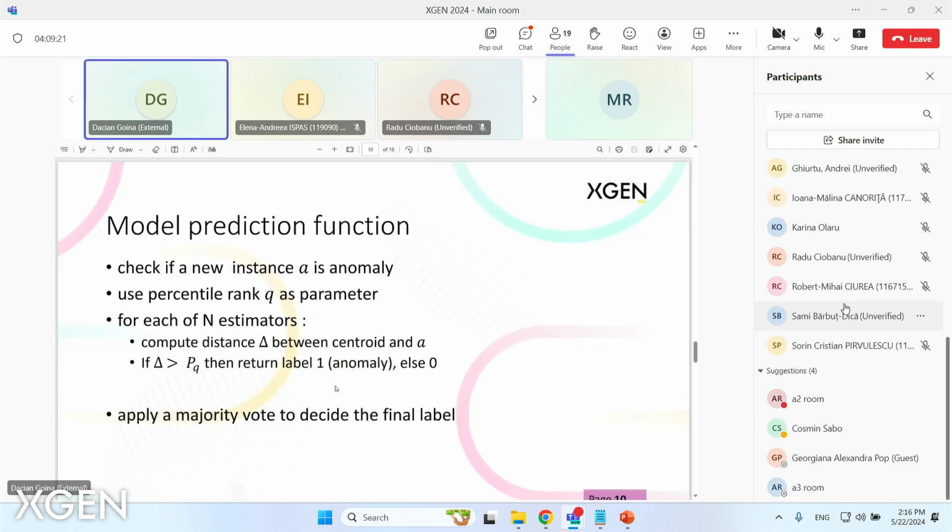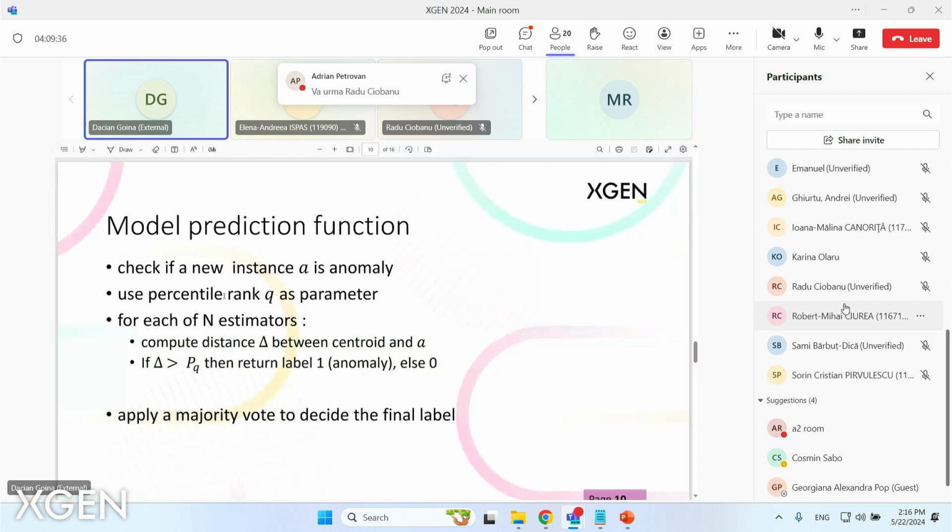Okay, and now we have a prediction model, and if we want to make a prediction to test if an instance is an anomaly or not, the prediction function is parameterized with a percentile rank, and basically each estimator will compute the distance between its centroid and the new instance A. And if the distance is greater than the percentile, then the estimator labels the instance A as anomaly. And then the model uses a majority vote to decide the final label.